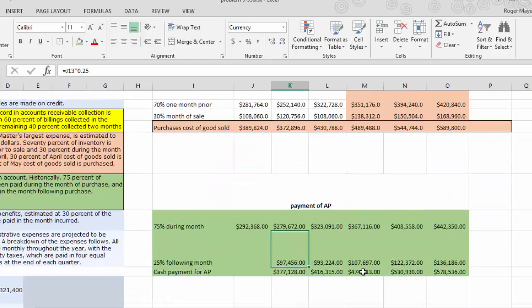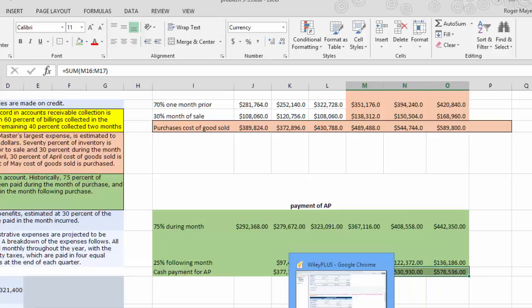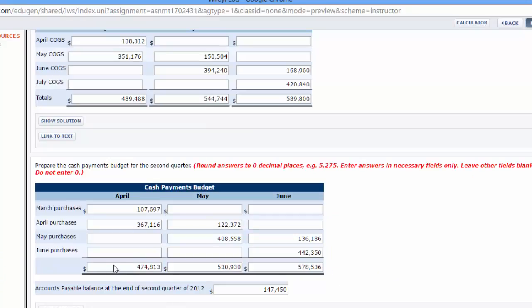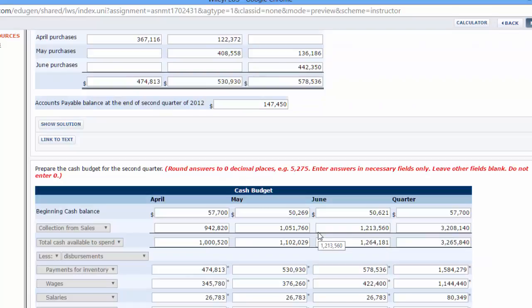Okay, so what we see here is April, May, and June. April, May, and June is our cash payments, $474,813, and so forth. And these are the numbers that we see right here. So these are the cash payments based upon the budget. Now we're going to put everything together. The first piece of this, and again, keep in mind that April's number is given. May, June, as well as the quarter are going to be what we are looking at based upon our calculation.